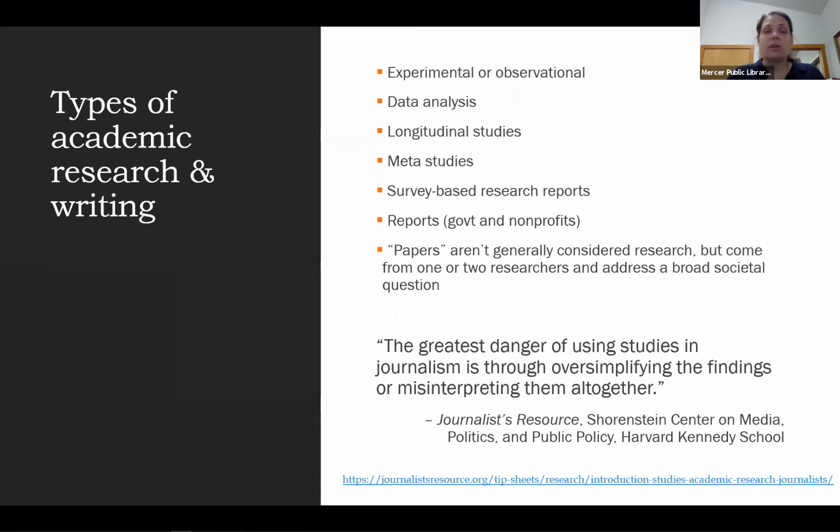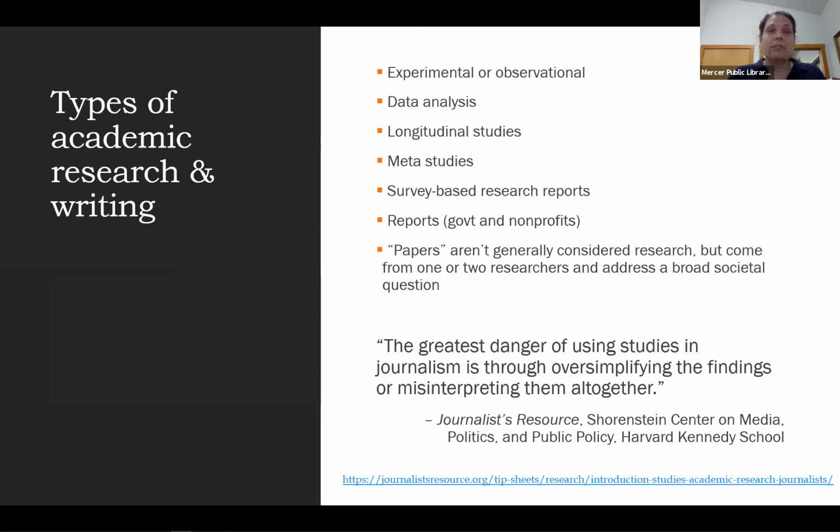So the first type of articles you might see are experimental or observational. This is what we think of as on-the-ground research. A scientist has done an experiment and they are reporting on the results of that experiment. It's considered a primary source because it's written by the scientist that actually did the work, and so it's focused just on that work.